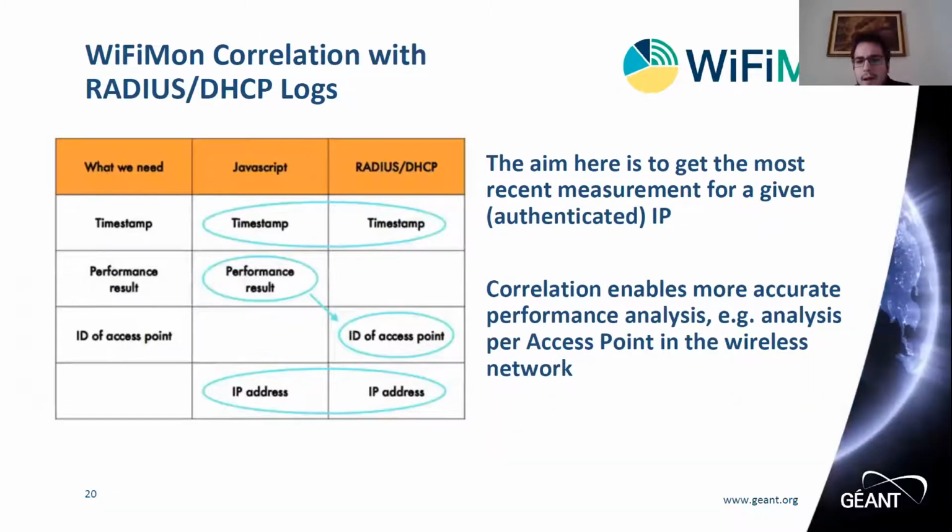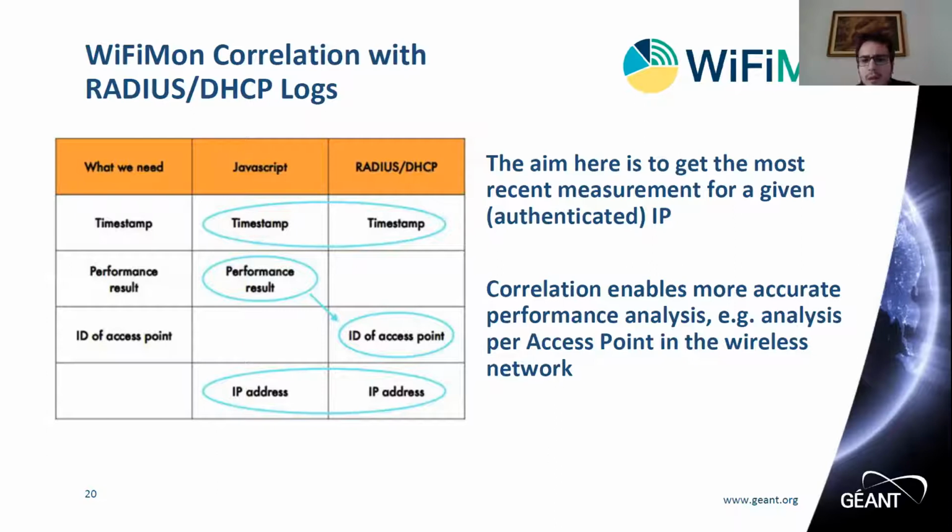And finally, this describes the process of correlating with RADIUS and DHCP logs. The main idea is that when you get a performance measurement, you also get the IP of the end user. So you search in the RADIUS log to see what the last connection for this IP address was, and correlate the end user measurements with the access point in the network. Otherwise, you cannot get information from crowdsourced measurements for access points.